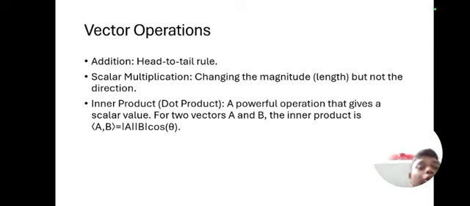Next one, vector operations. While we are adding two vectors, the operation is the head to tail rule. And second one, scalar multiplication. Scalar multiplication is used by changing the magnitude but not the direction. And inner product or dot product, a powerful operation that gives a scalar value for two vectors a and b. The inner product or dot product is mod a into mod b cos theta.